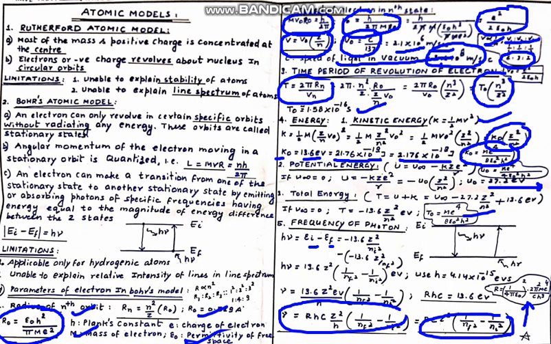So let's revise the entire thing. We studied about Rutherford's model, then Bohr's model, then certain parameters related to Bohr's model. And in your exam, the most probable questions are from the parameters of electrons. So we'll continue in the next video.